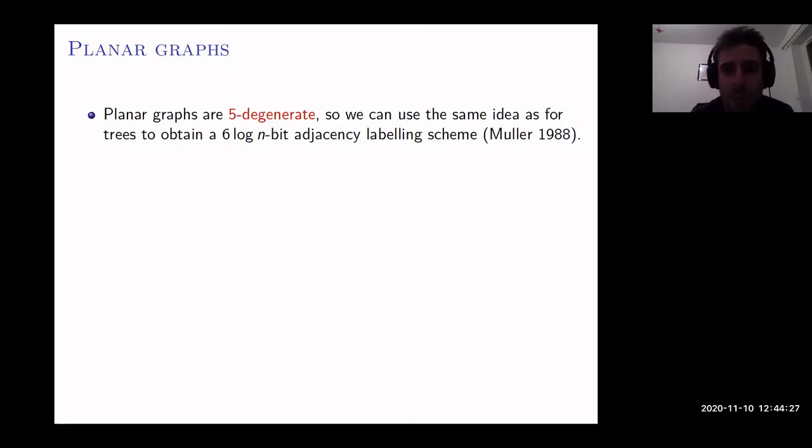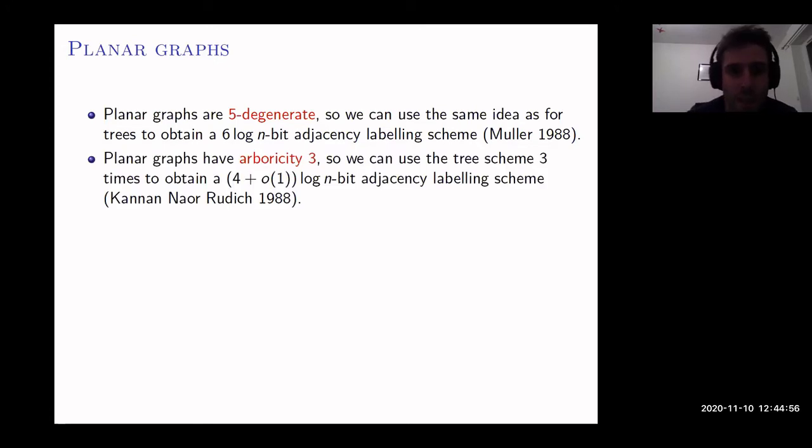And you can use this to do exactly the same thing as what we did for trees in the previous slide. You can make a 6 log n bit adjacency labeling scheme. So you store your name and the names of the at most 5 neighbors that precede you in the order. And you can clearly check adjacency using this. So this makes 6 log n, and so an n to the 6 induced universal graph.